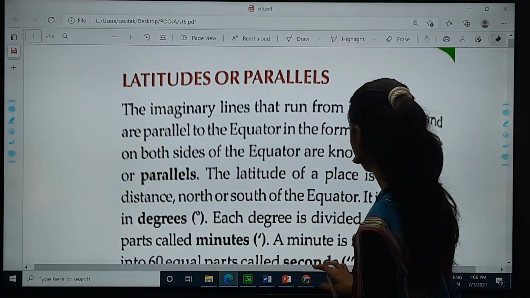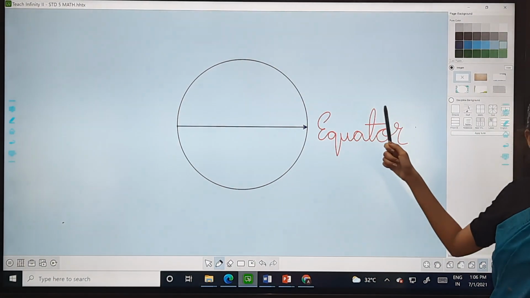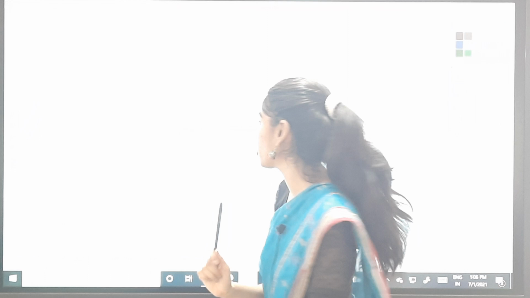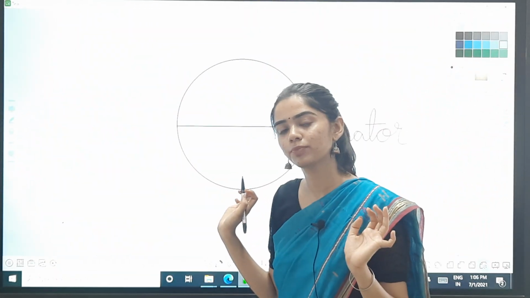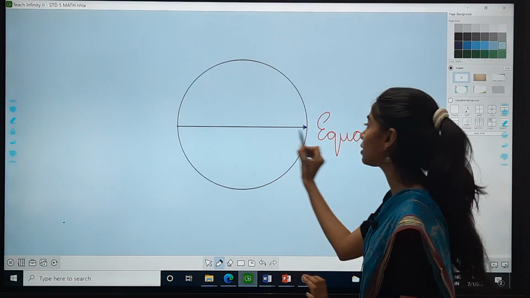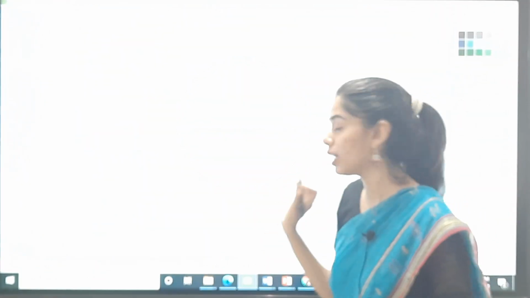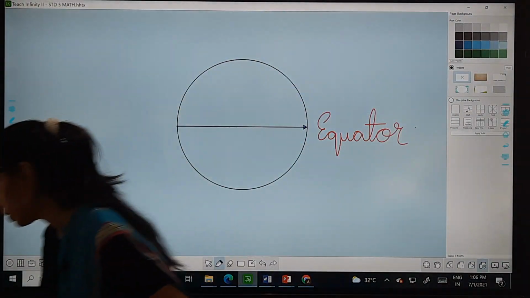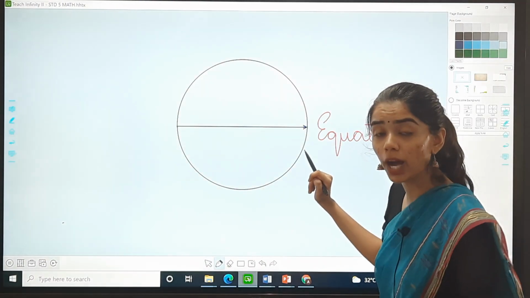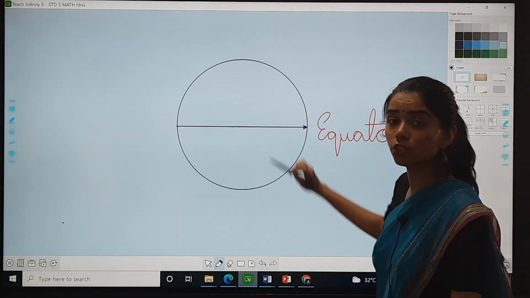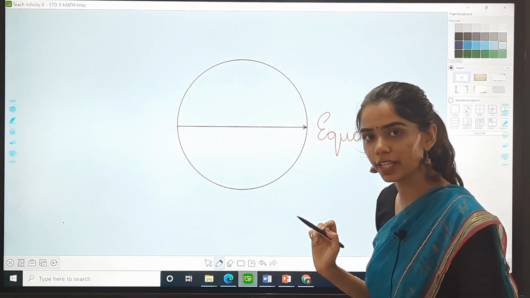Equator क्या है? So as you can see in this figure, what do you see? This is our earth. So imagine this is our earth and this is an imaginary line, ठीक है, ये एक imaginary line है. Now the imaginary line that divides the earth into two equal parts is known as the equator. This we have already studied.